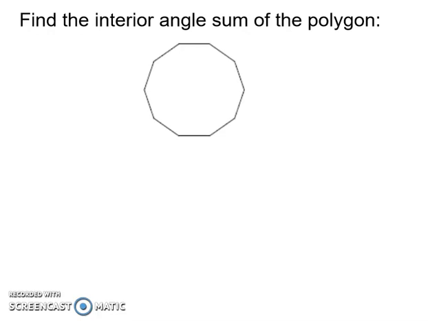In this example, it says find the interior angle sum of the polygon. So I'm trying to see what the total measure of this shape is, so of all the angles combined, right? Sum means total. So what I need to do is count how many sides we have. Well, we have 1, 2, 3, 4, 5, 6, 7, 8, 9, and 10. So n is going to be 10. The number of sides is 10.